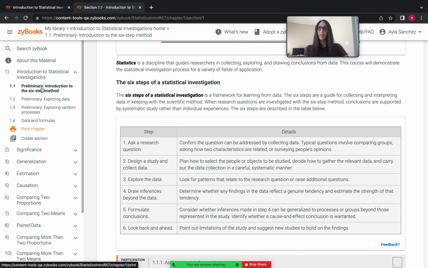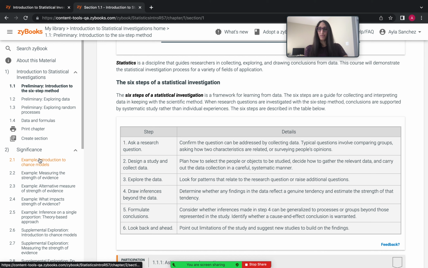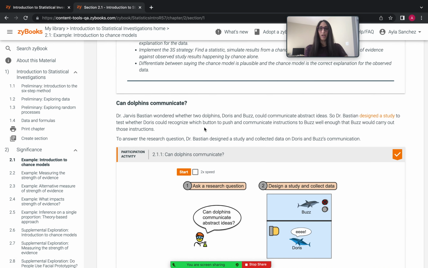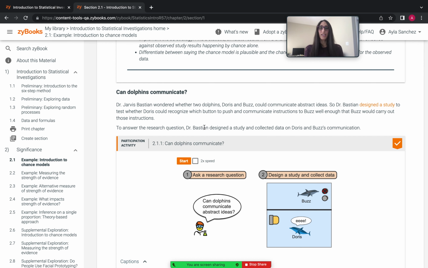The remainder of the preliminary chapter introduces basic terminology about distributions and random processes, as well as introduces what a simulation is to students. Moving ahead a bit to the first section of the significance chapter, students are considering an experiment about whether or not dolphins can communicate, taught entirely within that 6-step framework.